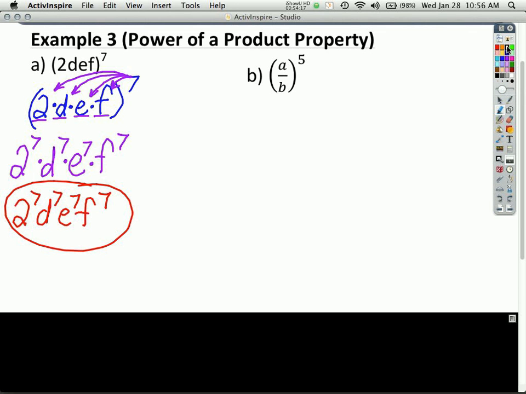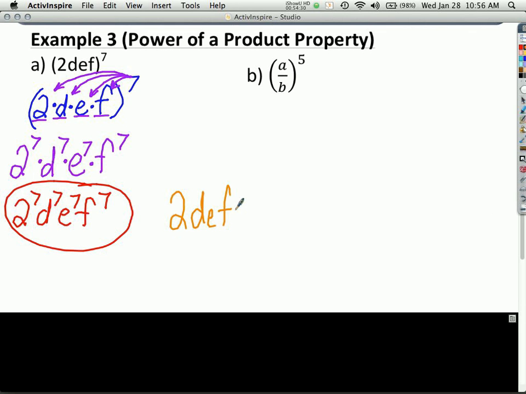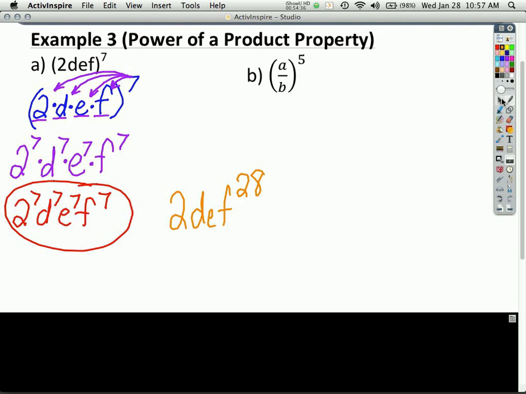But the question is, you said, would we see a student who messes up and writes 2 D, E, F to the 28th power? Would I see that as a teacher? Absolutely. So the question is, why can't you do that?